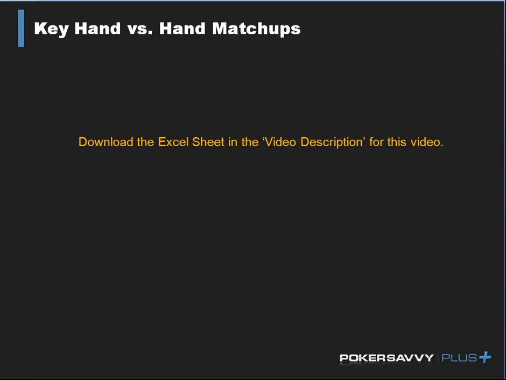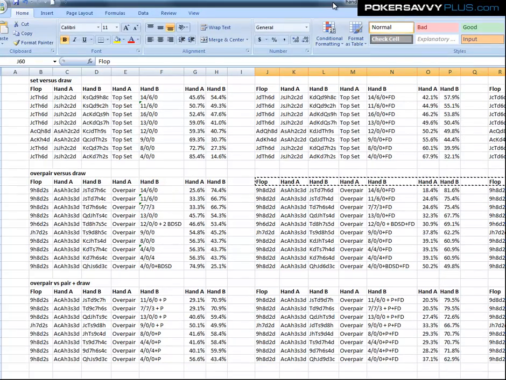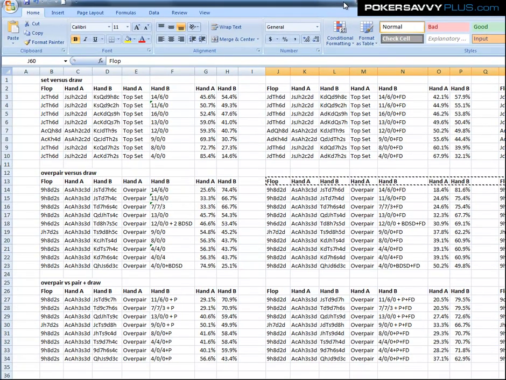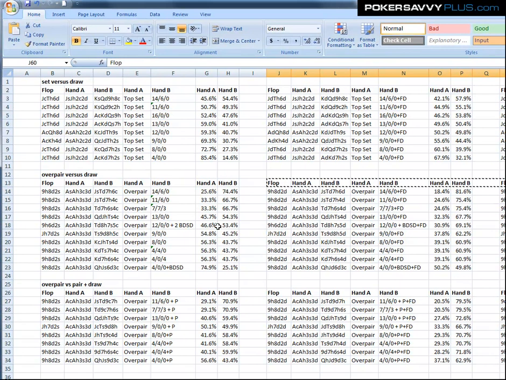All right, here's the point where we're going to break off of the PowerPoint and look at the spreadsheet. As it says here, you can download the Excel sheet in the video description for this video. And I'm just going to slide it into the screen here. The whole spreadsheet is actually a little bit wider and taller than can fit into the screen, so I'll just be sliding through it.